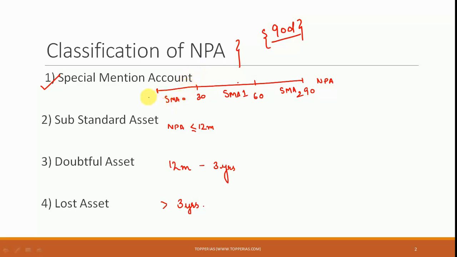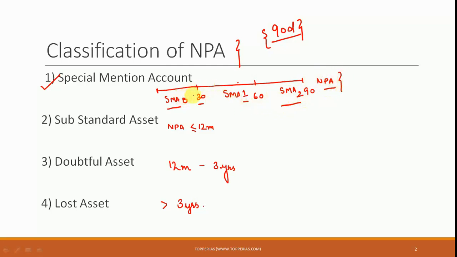Now what happens is that if on a particular account the return is not coming till the period of 30 days, then that account is known as special mention account 0. If the return has not come within the limit of 30 to 60 days, then that is special mention account 1. And if the return has not come within the time period of 60 to 90 days, then it is a special mention account 2. And beyond 90 days, it will be declared as a non-performing asset.